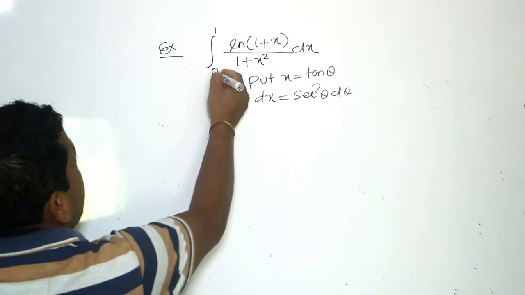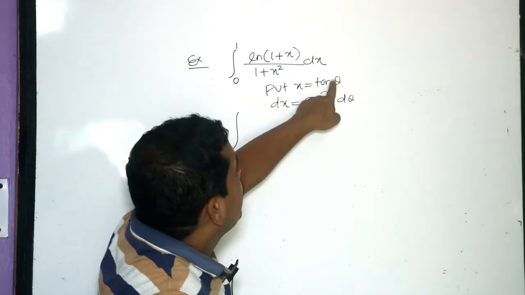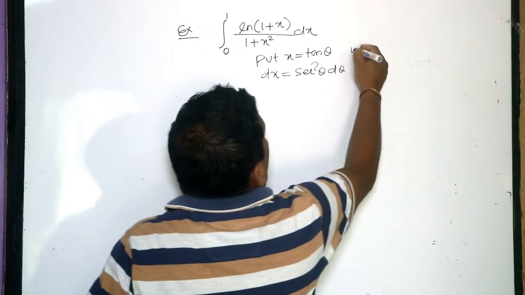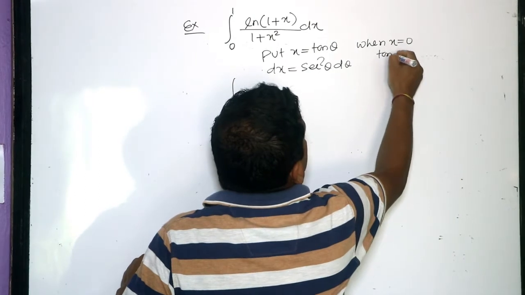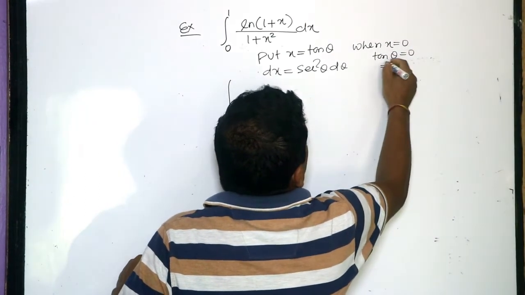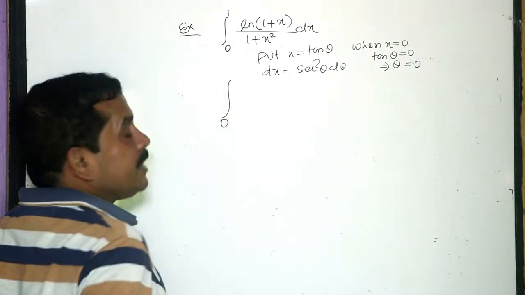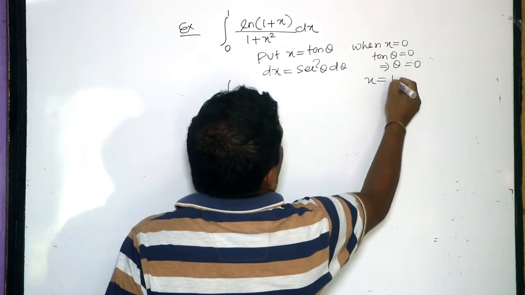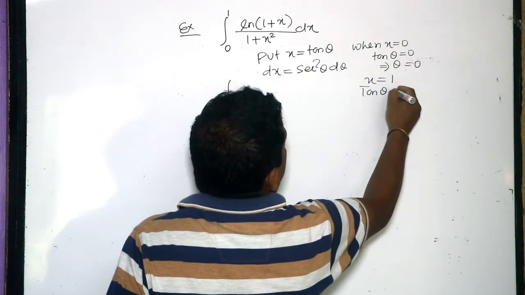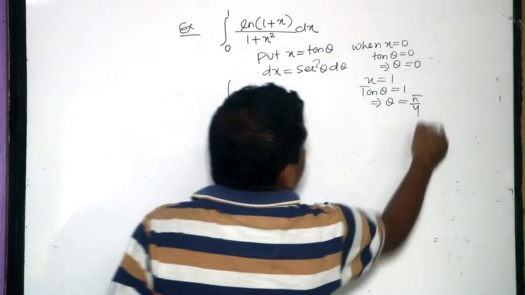Now the limits of the integration will change. When x equals 0, tan theta equals 0. This implies theta equals 0. So the lower limit of the integration is 0. When x is equal to 1, tan theta equals 1, meaning theta equals pi by 4.